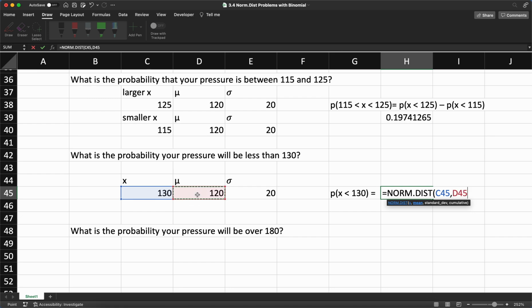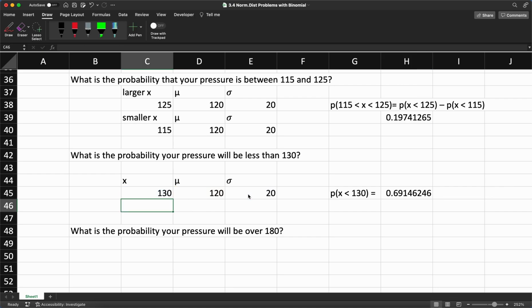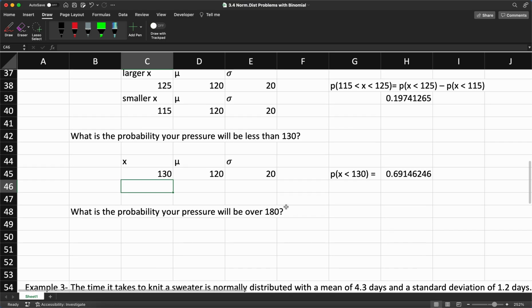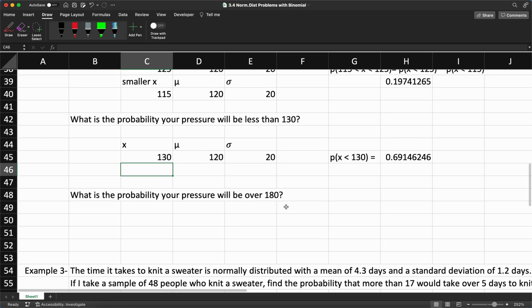these three values separated by a comma, and then a true. Again, we talked about this in the last video. The true does the accumulation from negative infinity up to the value. False brings us back to our probability density function from the normal distribution function. And so it's going to calculate something totally different here. And so we have about a 0.6915 chance that we're going to have a blood pressure that's less than 130. And so now let's do blood pressure over 180.